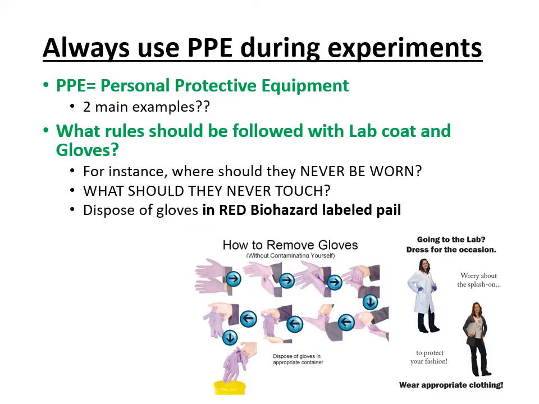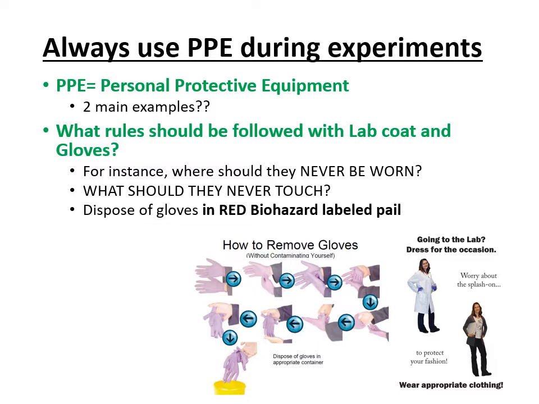If they're too small, they could end up ripping and you get exposed to something you don't want to be exposed to. And if they're too big, they tend to get caught in various things. So for instance, the little microcentrifuge tubes that you use in experiments, sometimes you end up closing an oversized glove in that kind of a piece of equipment, and it ends up causing problems for your experiment.